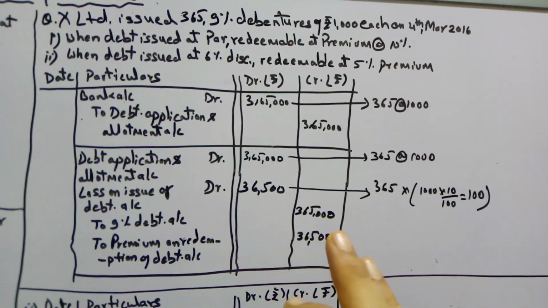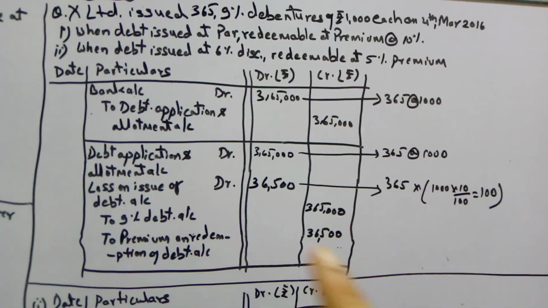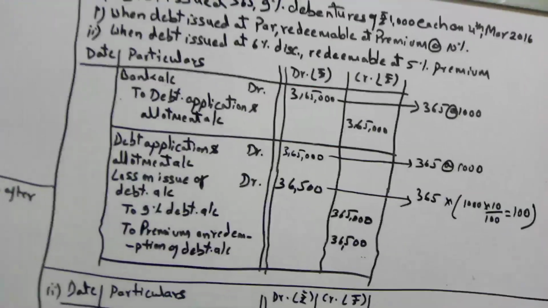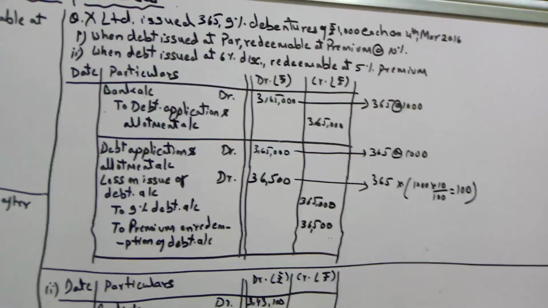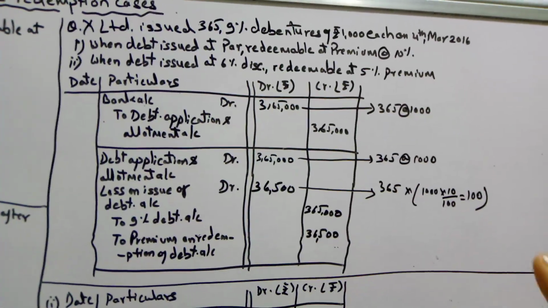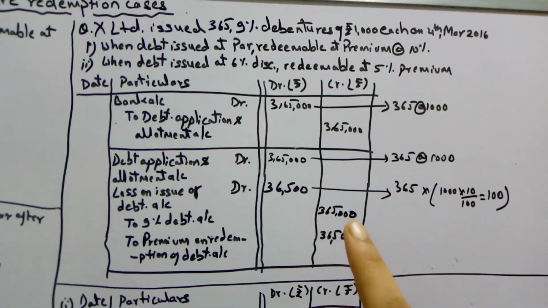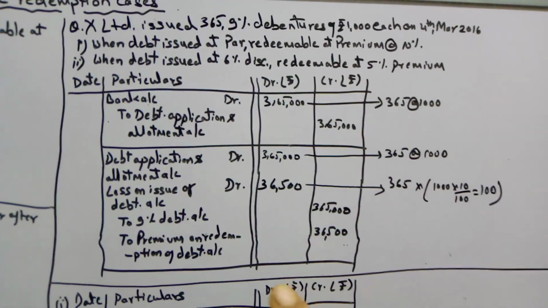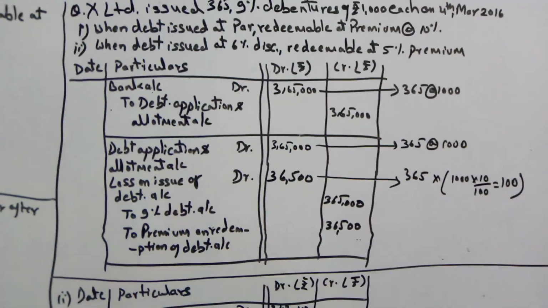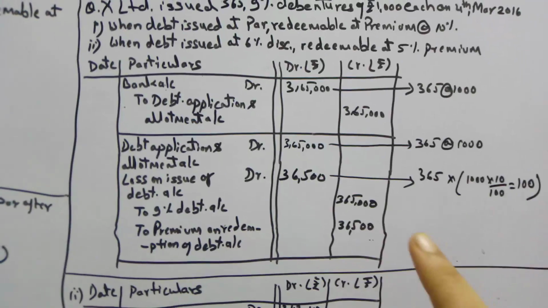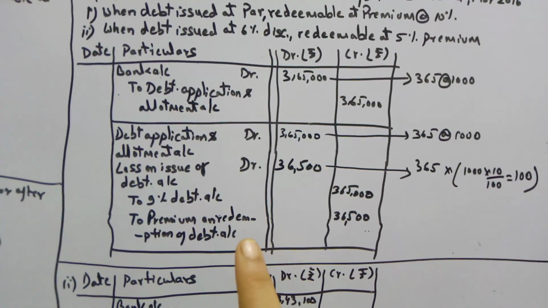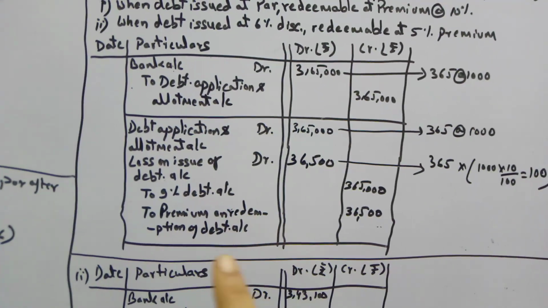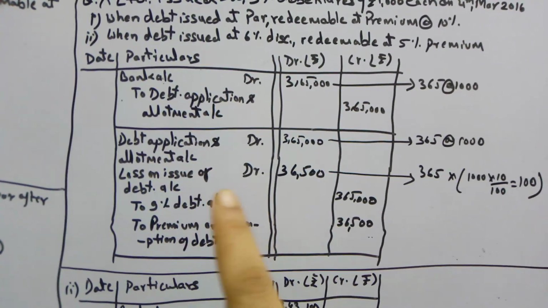To 9% debentures: always remember that when we write 9% debentures or any percent of debentures, it should always be credited with the nominal value. So the nominal value is 1000 multiplied with 365, that gives you 3,65,000. And the premium amount you are paying on redemption is 36,500. Here you are writing it as premium on redemption of debentures, whereas the same premium we have to show as a loss on the debit side.